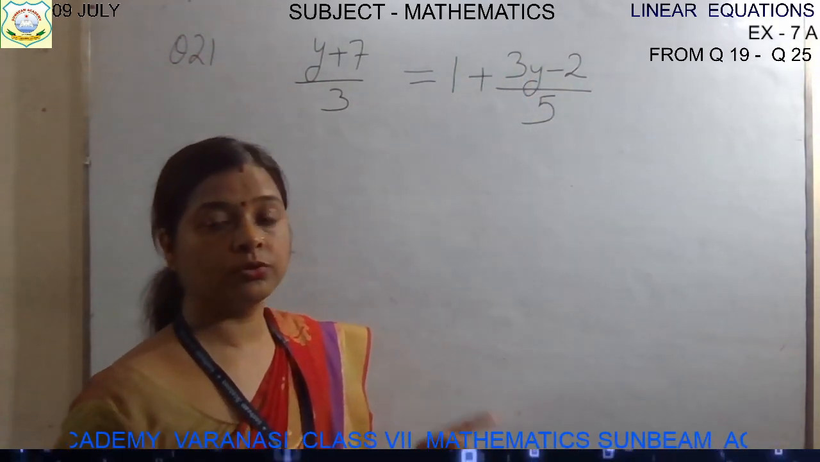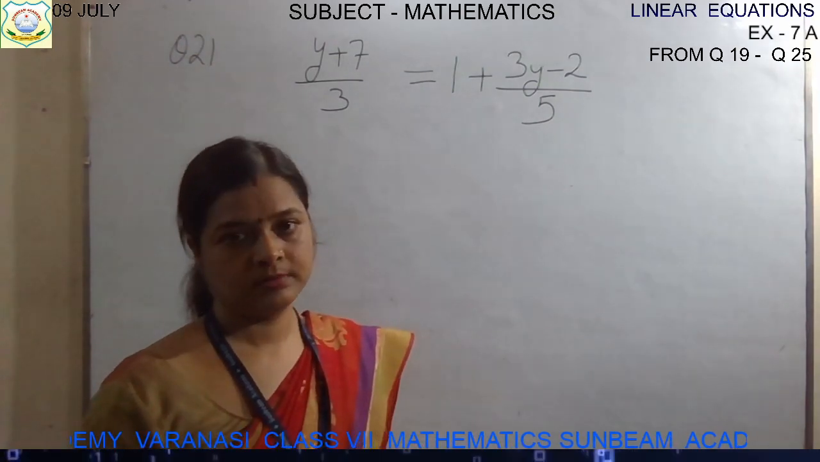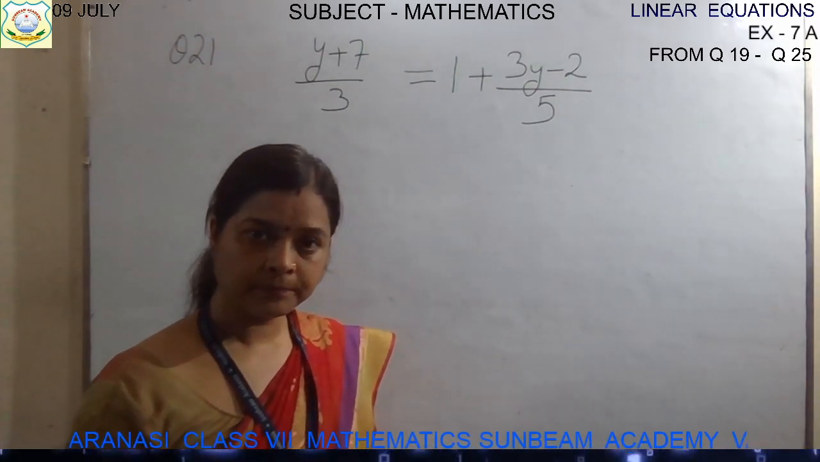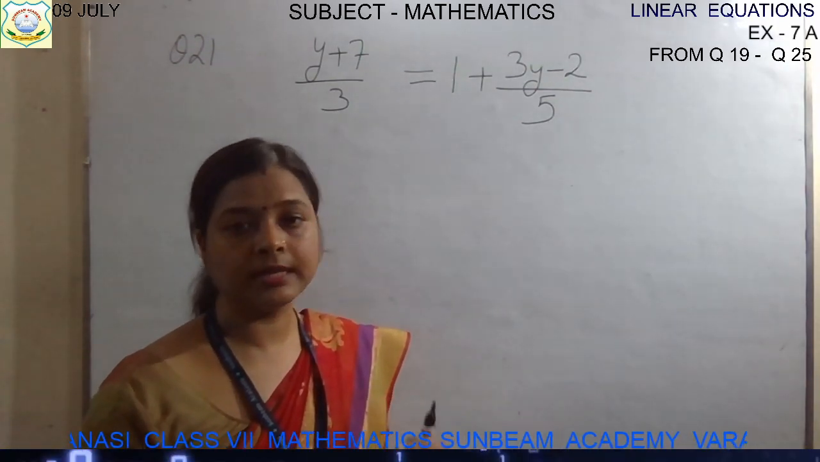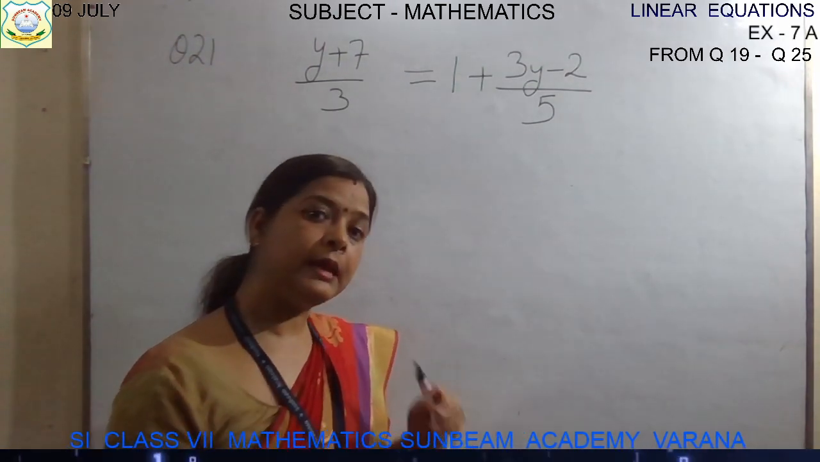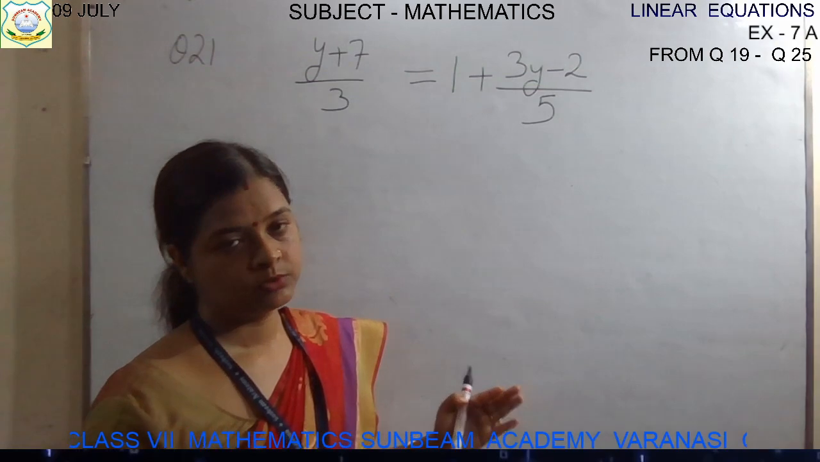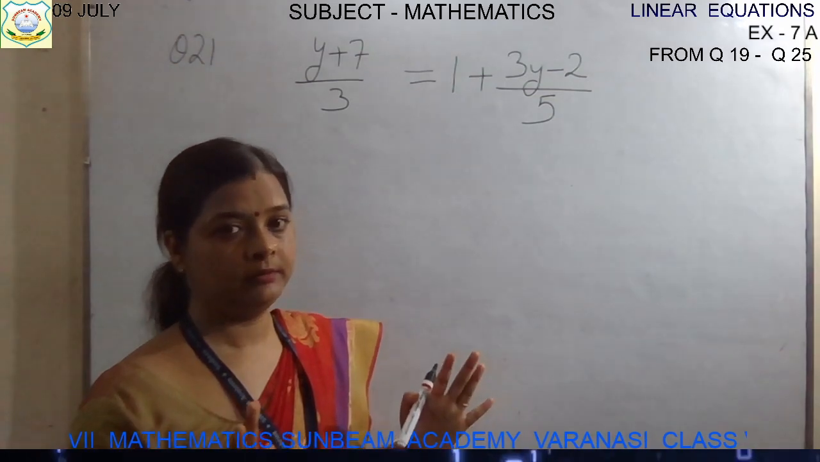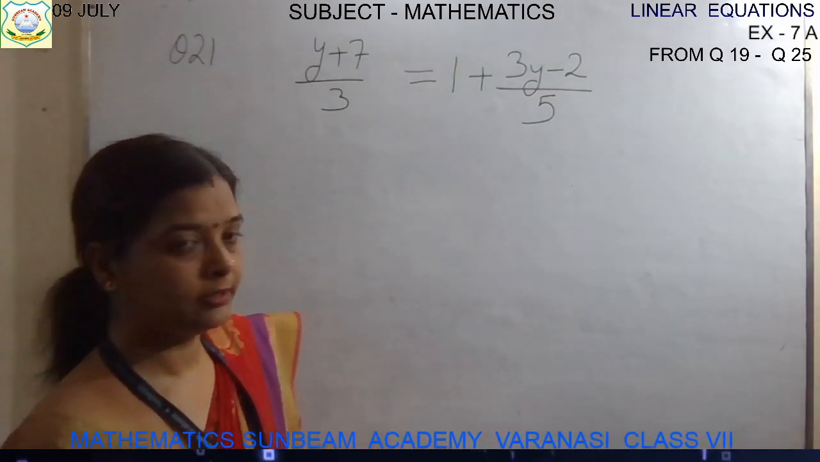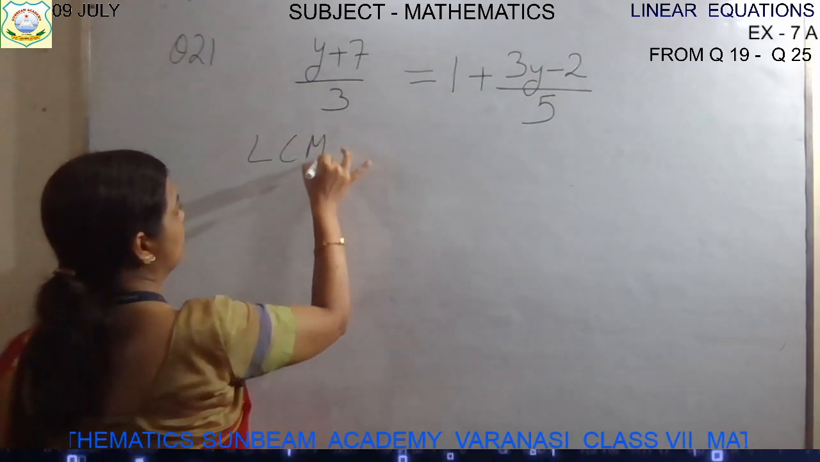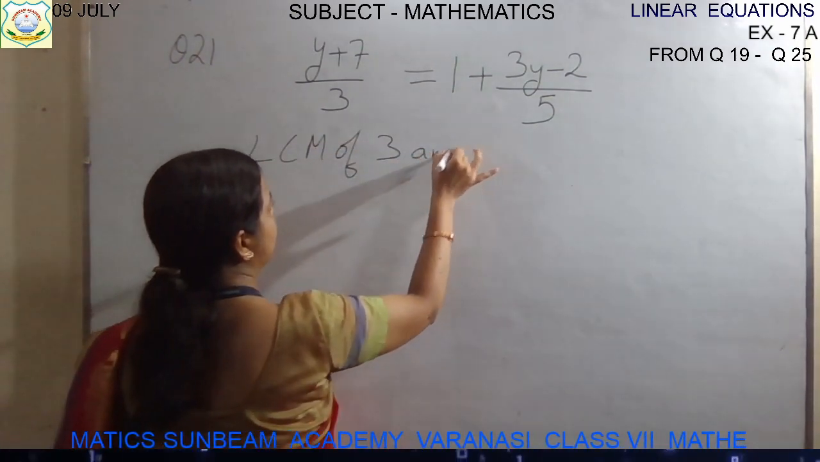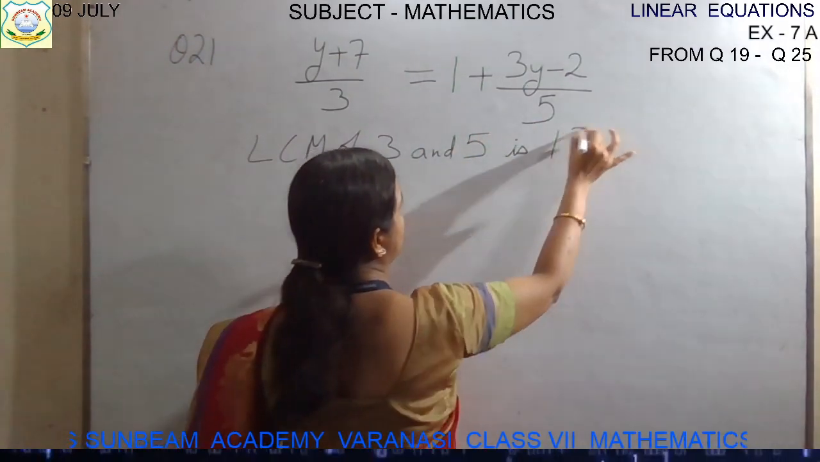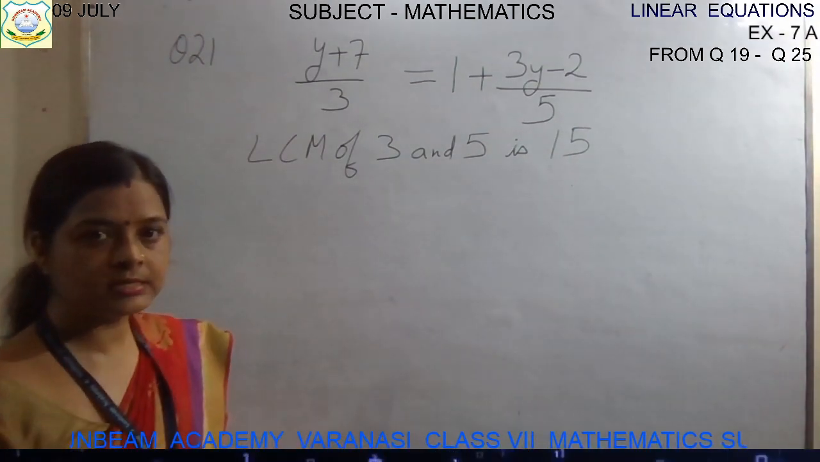In this case also, the denominators are present. And if the denominators are present, what will we do? We will take their LCM. First we will collect them and take their LCM. Then we will multiply that LCM on both sides so that we can remove the denominator. The denominators are 3 and 5. So the LCM of 3 and 5 is 15.